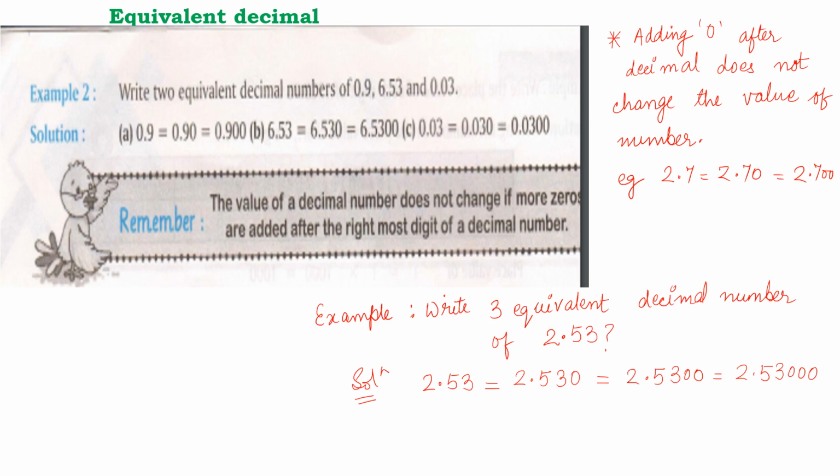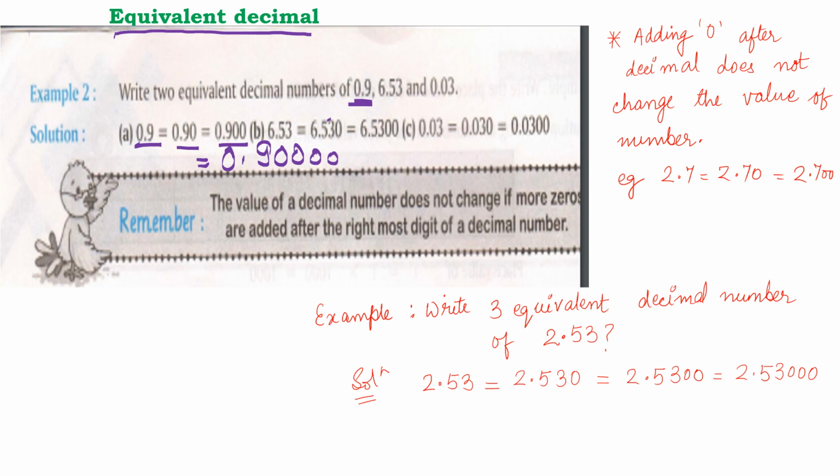We have one more term, equivalent decimals. Equivalent decimals means, if I ask you to write two equivalent decimals for 0.9, how will you write? 0.9 will be equal to 0.90 and 0.900. All of them are the same. Even 0.90000 is also an equivalent decimal.